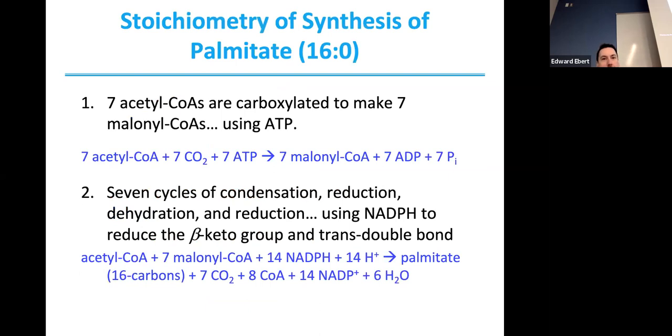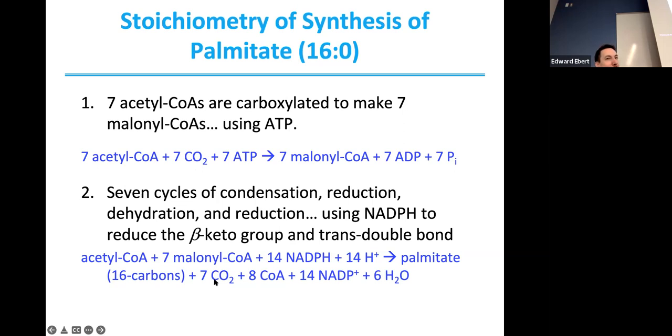The last thing I want to talk about for today is the stoichiometry of this reaction. We're basically going to take 7 acetyl groups and carboxylate them to make 7 malonyl-CoAs. So we're going to take up 7 carbon dioxides to do this as well. This is going to require ATP for our acetyl-CoA carboxylase to make our 7 malonyl-CoAs. Then we're going to have 7 cycles of condensation, reduction, dehydration, reduction. We add all that together. We'll need 14 NADPHs because there are 2 reductions for each pass. And we're going to take up a lot of protons as well. We'll make palmitate and we get back 7 carbon dioxides.